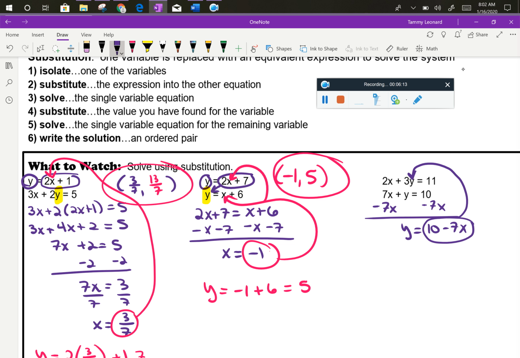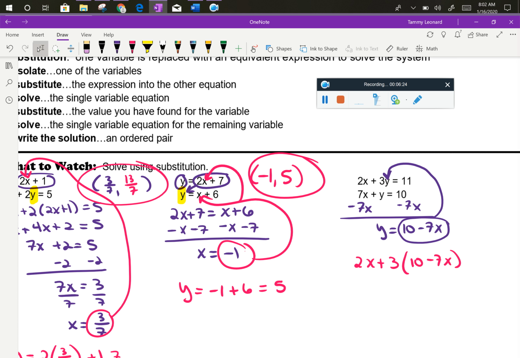So I'm going to start rewriting that equation. I'm going to say 2x plus 3, and when I run into where the y would have been, I'm going to substitute this expression that's equal to y. That's then equal to 11. So now we're ready for step 3, solve the single variable equation. Kind of like we did in the first example, we've got to distribute. So we've got plus 30 minus 21x equals 11. Then we can combine our like terms. Negative 19x plus 30 equals 11.